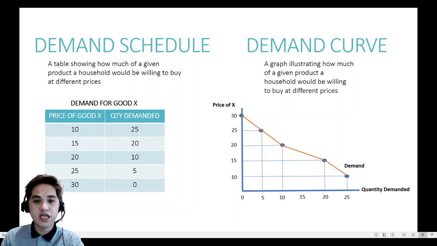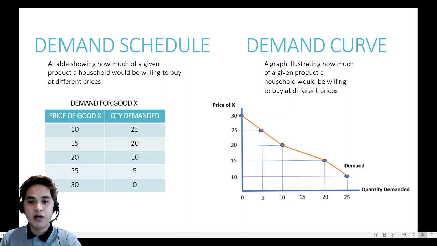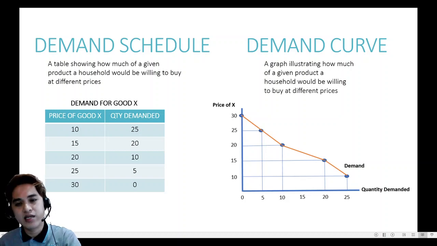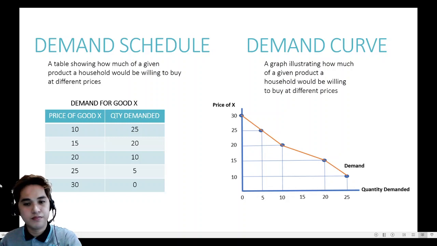So if we plot it on a graph, which is the demand curve, a graph illustrating how much of a given product a household will be willing to buy at different prices, you'll notice that the demand curve is sloping downward. Price is on the y-axis, and the quantity demanded is on the x-axis. If the price is 10, the quantity demanded is 25, and if the price is 30, the quantity demanded is 0.